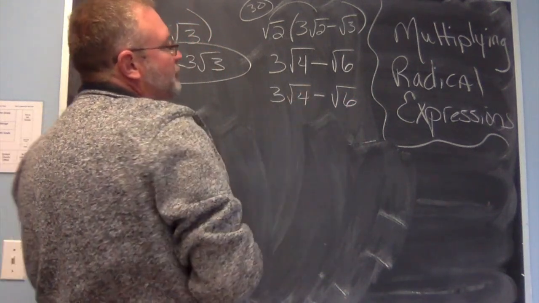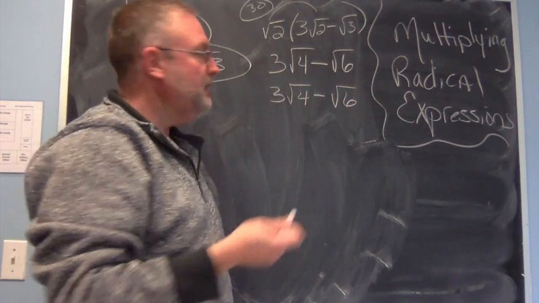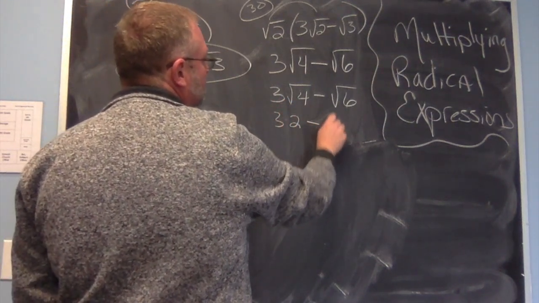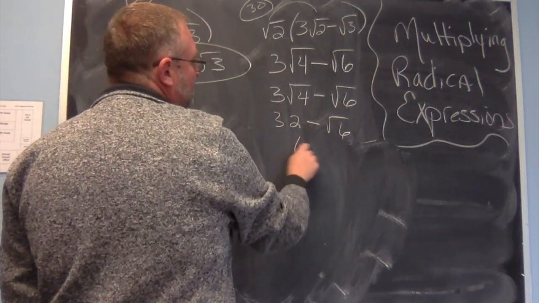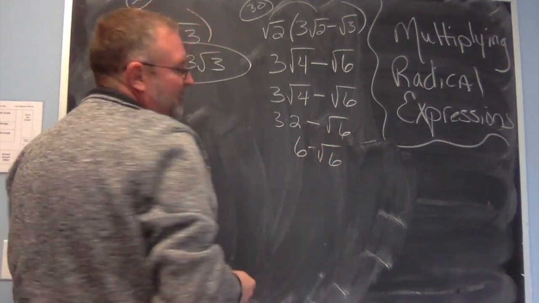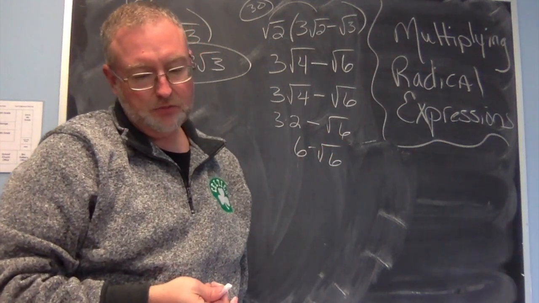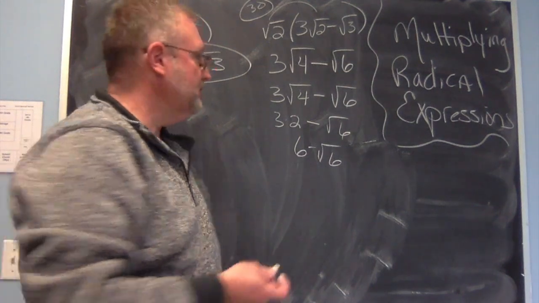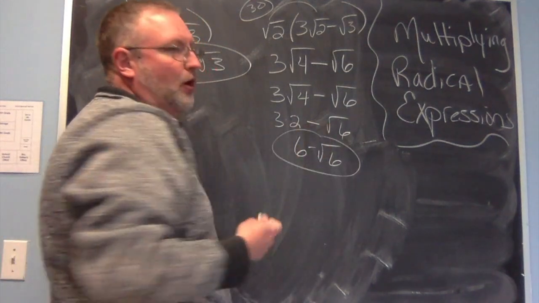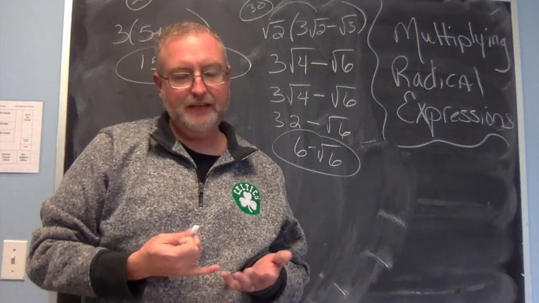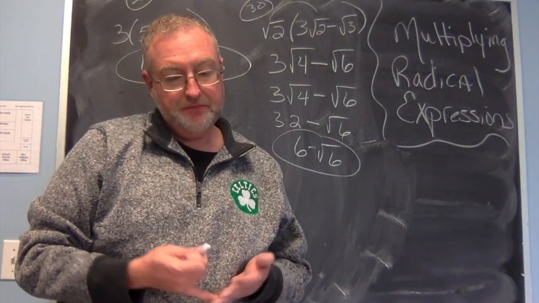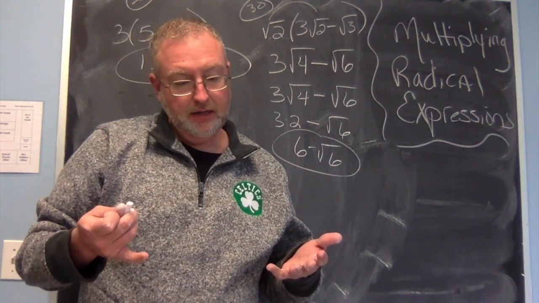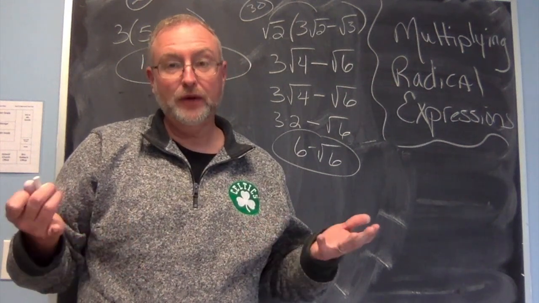Is there a square root of 4? Yes. That's 2. So I have 3 times 2 minus the square root of 6. 3 times 2 is 6 minus the square root of 6. Can't really do anything else with that, so that's the answer. 6 minus the square root of 6. Alright, so always look to see if you can simplify it any further. So you have some more distribution, and then the rest of the way down you have foiling.